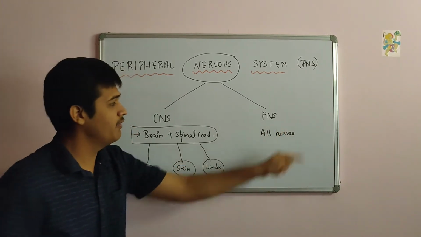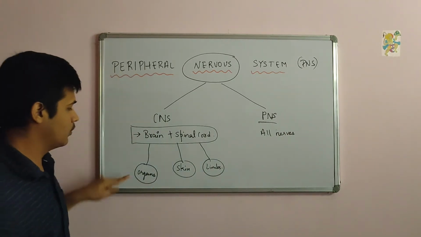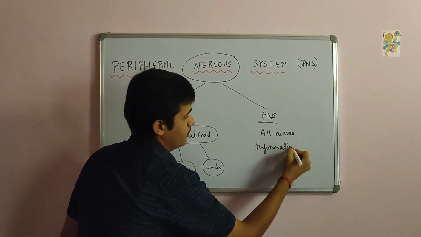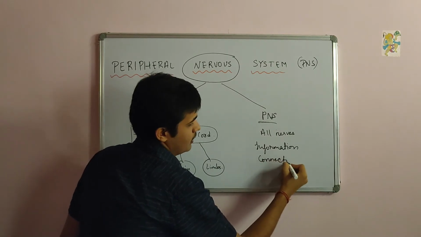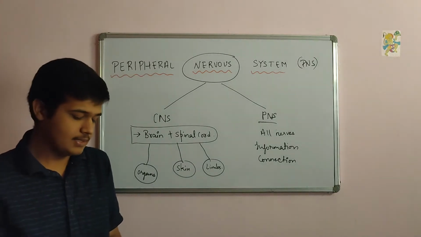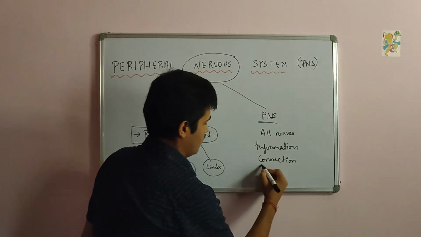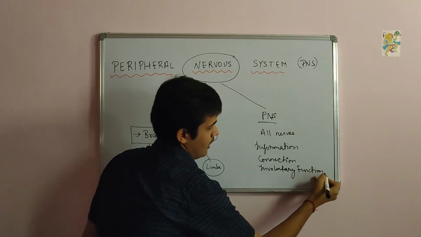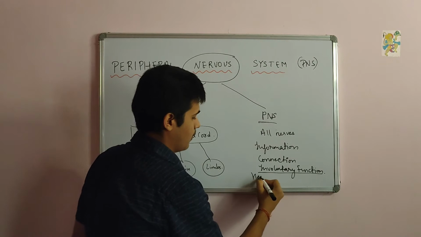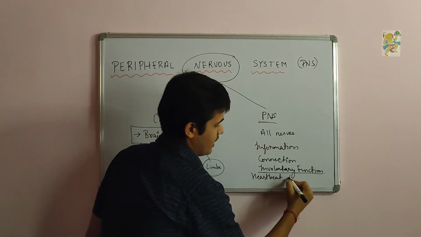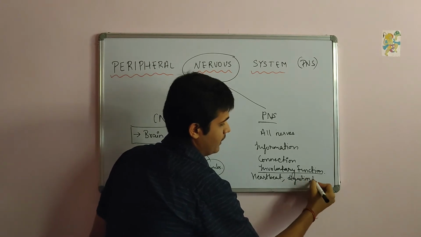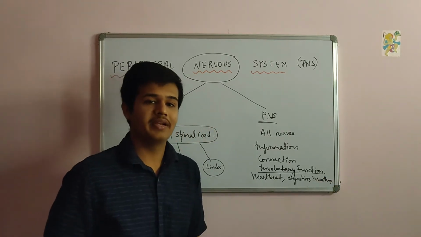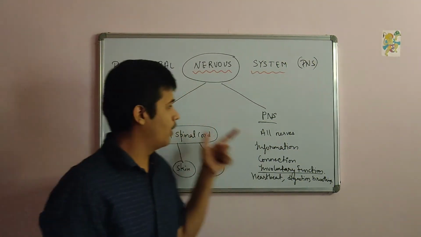Because of these connections, our central nervous system is able to communicate with other parts of body. So the foremost function of peripheral nervous system is to connect central nervous system with the rest of the body parts. Apart from information and connection, peripheral nervous system also regulates our involuntary body functions, like heartbeat, digestion, breathing. So all this involuntary activity is also controlled by our peripheral nervous system. So this is the basic idea about nervous system.